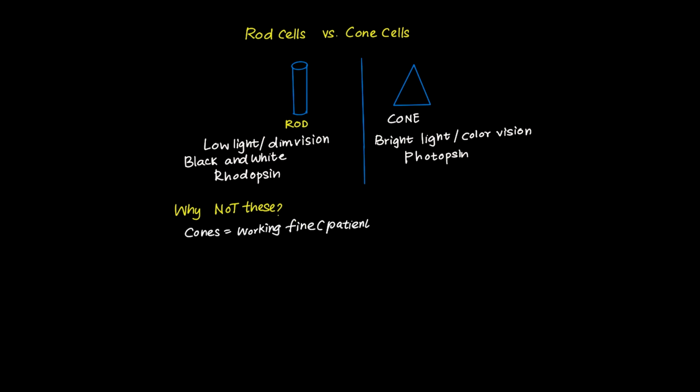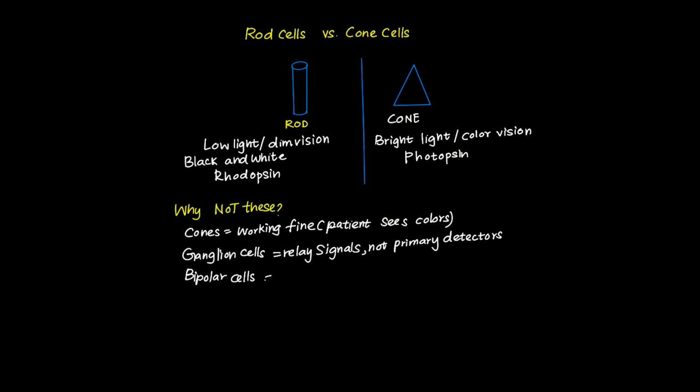Ganglion cells are retinal neurons whose axons form the optic nerve. They relay processed signals but aren't the primary light detectors. Bipolar cells sit between photoreceptors and ganglion cells in the retinal processing chain. They're intermediaries, not the cells that actually sense dim light.